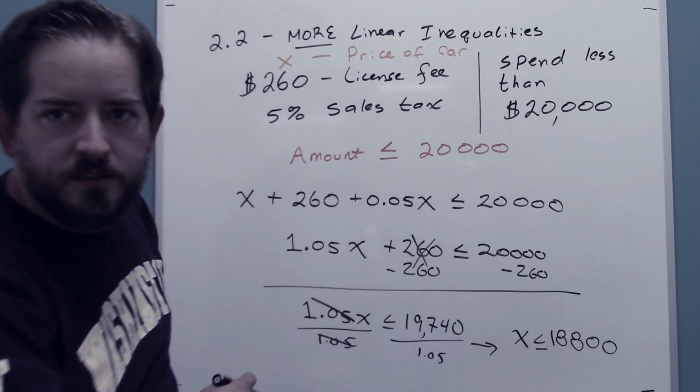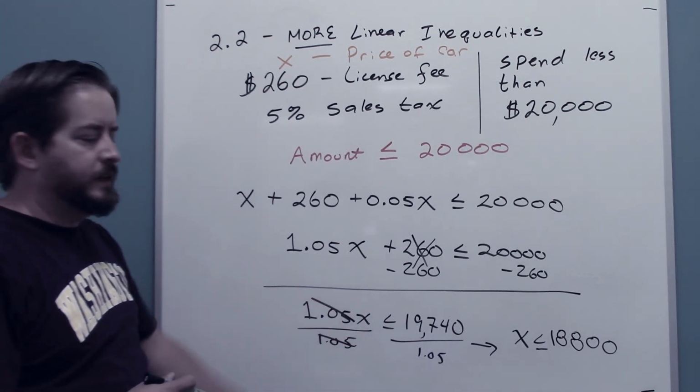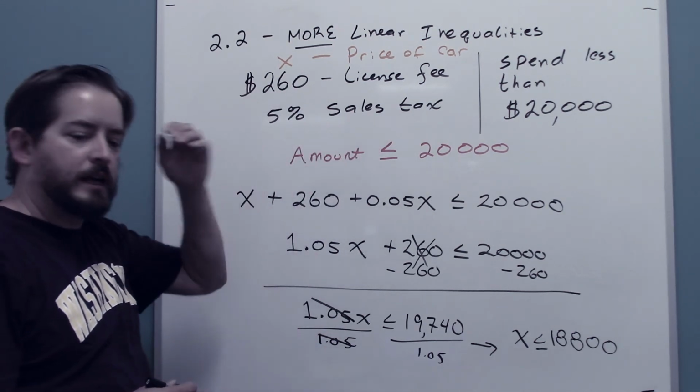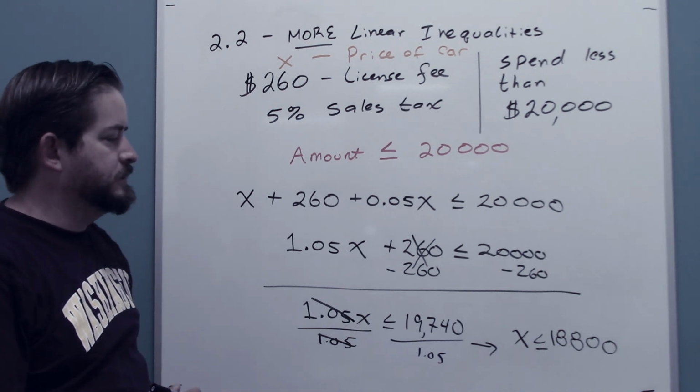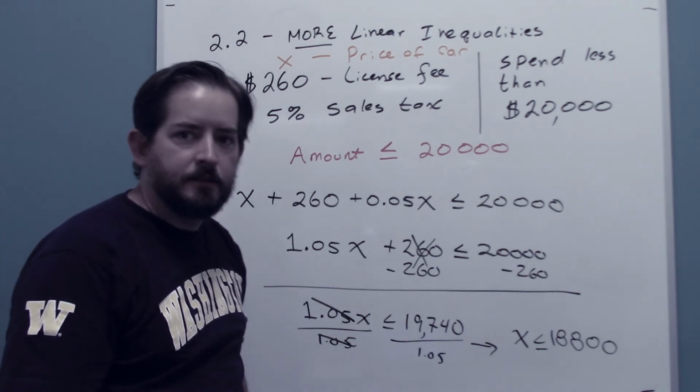Did that make it on the screen? Yes. So there we are. So the most he can spend is $18,800. When all the other junk gets tacked on, he'll walk out the door spending $20,000. Good. All right, thanks, and I'll see you next time for 2.3.